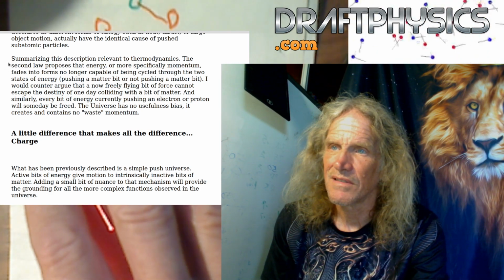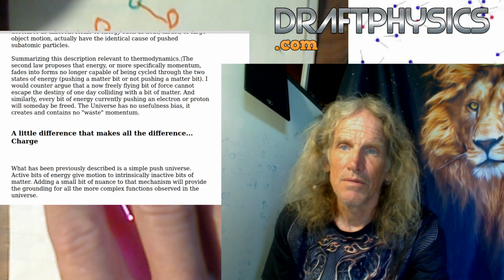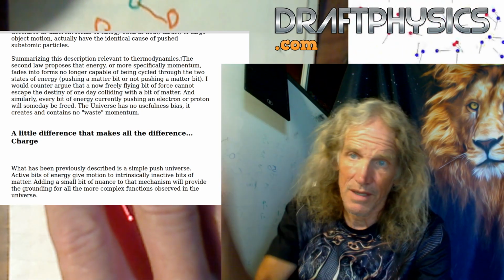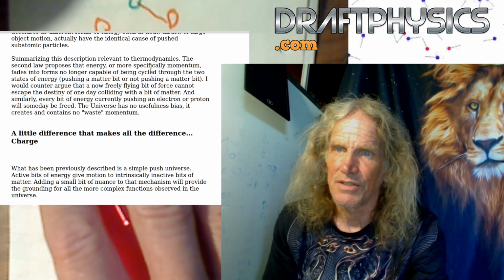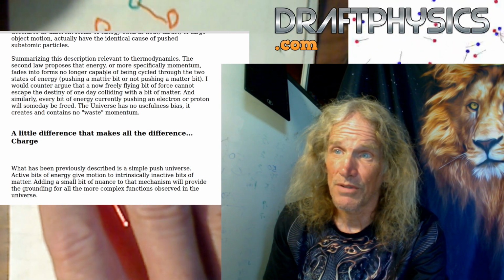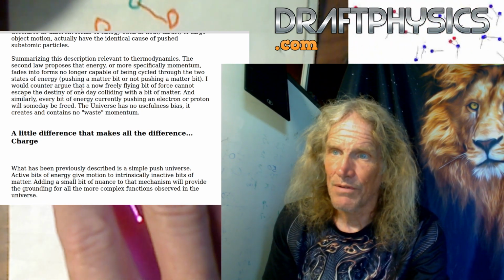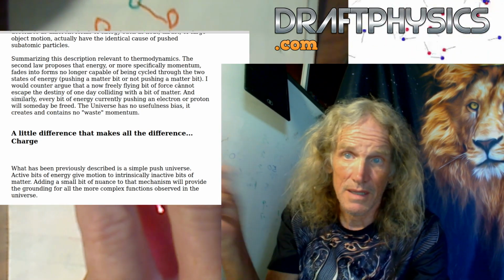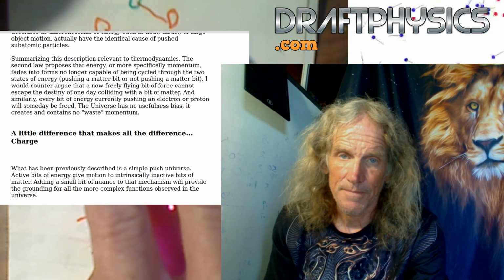Alright, so summarizing this description relevant to thermodynamics, which was my original intention, was to point out how their theory of thermodynamics is fundamentally flawed because all the energy is cycling. You can't get rid of it. The second law proposes that energy, or more precisely momentum, fades into forms no longer capable of being cycled through the two states of energy, pushing a matter bit or not pushing a matter bit. I would counter-argue that a now freely flying bit of force, so some piece of photon in the universe, cannot escape the destiny of one day colliding with a bit of matter.